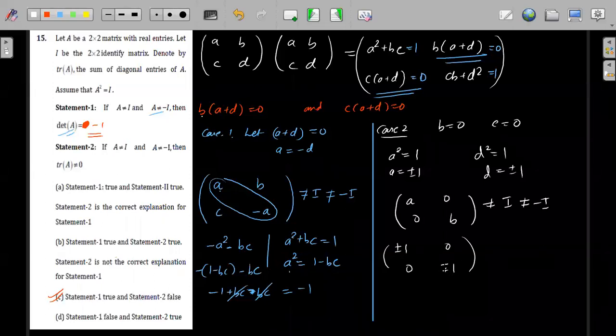In both the cases, determinant of A will always be equal to minus 1 and trace of A will always be equal to 0. Determinant of A is equal to minus 1 always and trace of A is 0. In the second case also, statement 1 is true and statement 2 is false. Fine. So that means this one. Understood?